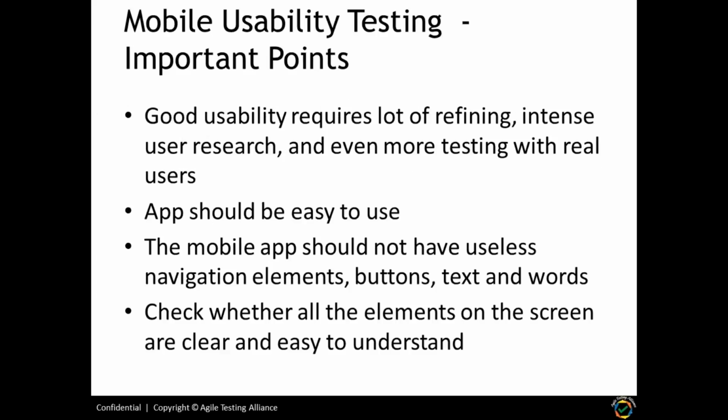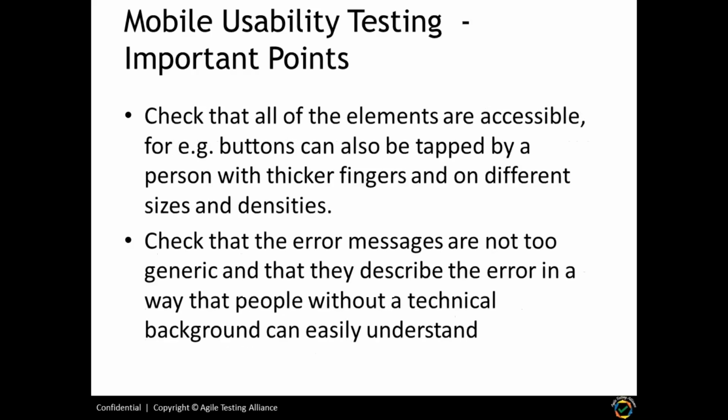Some important points about usability: good usability obviously requires a lot of refining, intense user research, and even more testing with real users. The app should be very easy to use. A mobile app should not have useless navigation elements, buttons, text and words. Check whether all the elements on the screen are clear and easy to understand, right? A good measure of usability can be judged on the basis of responses provided by end users in relation to the time taken to perform a task, the intuitiveness and simplicity of the process, and general feelings related to the app, right?